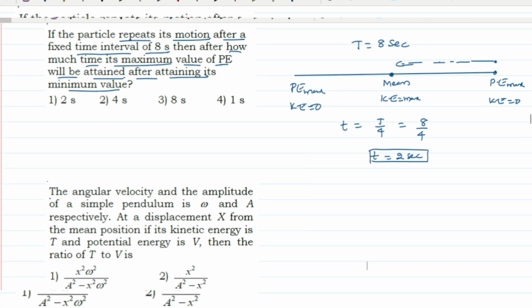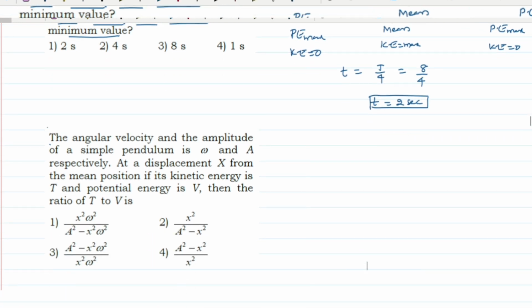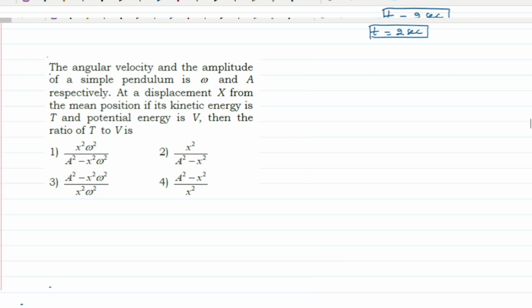Now let's see the next question. The next question says the angular velocity and amplitude of the simple pendulum is given as omega. Its angular velocity is given and amplitude is given, and at a displacement x from the mean position, its kinetic energy is given as T. So here they have just given the symbols. Kinetic energy is given as T, and potential energy is given as V. Then they are asking the ratio of T to V.